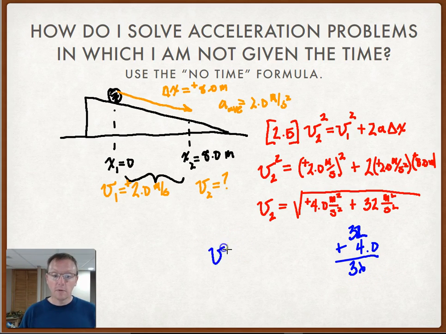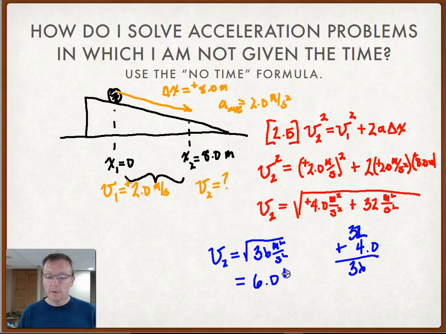So V2 is equal to the square root of 36 meters squared per second squared. Or in this case, the answer is just 6.0, because we have 2 sig figs, meters per second. So there you go. At the end of 8 meters, how fast is it going? It's going 6.0 meters per second. Easy enough. So again, it turned out that this was already solved for the most part for us in the right format.